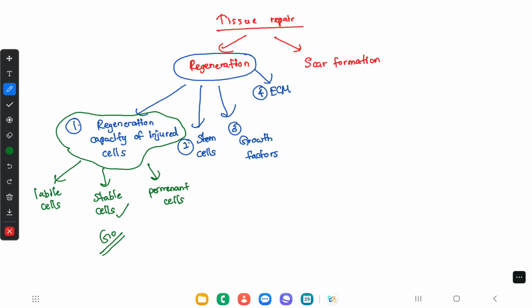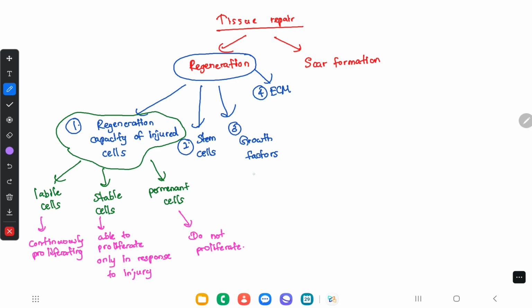Then the next type of cells is permanent cells. Those are the cells which do not have proliferative capacity. In those tissues, when there is tissue injury, tissue repair occurs by scar tissue formation. Examples for permanent cells are neurons, cardiac muscle cells, and skeletal muscle cells.